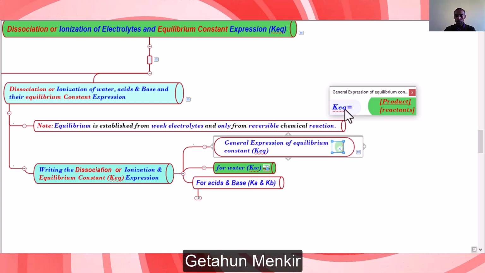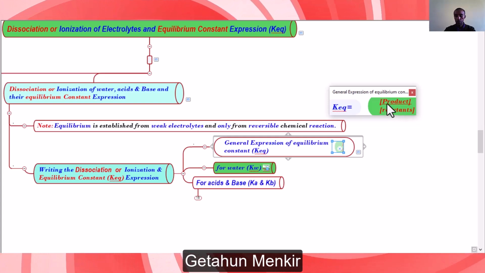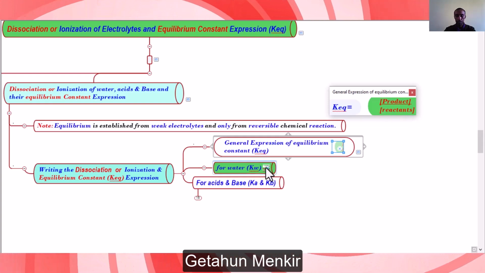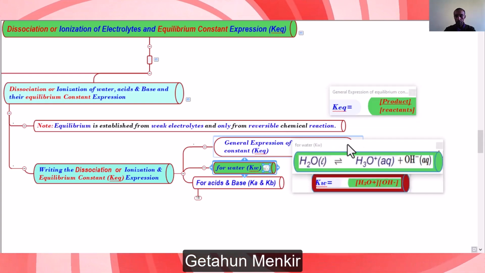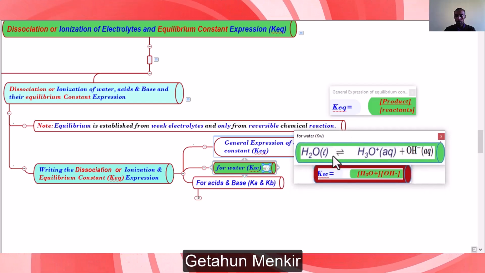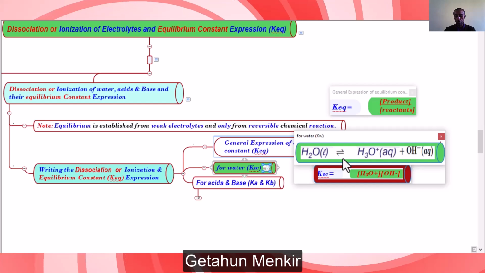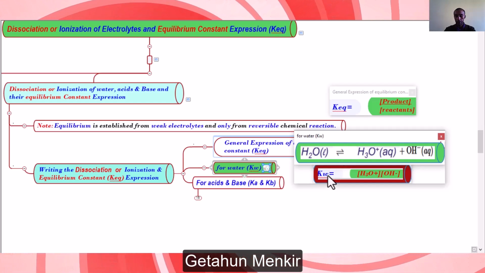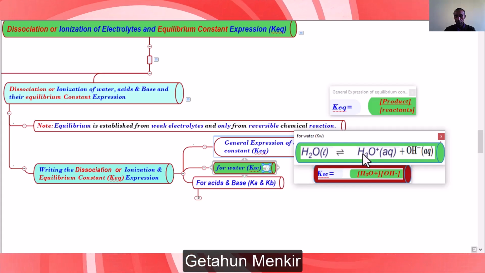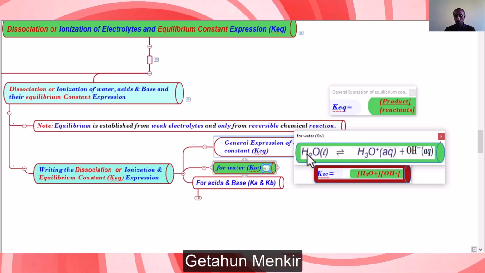Equilibrium constant is the ratio of the concentration of the products divided by the concentration of the reactants. For example, if you consider the reaction of water, that is dissociation of water, this is indicated by double arrows. This chemical reaction is that of the weak electrolytes. So you can write the equilibrium constant of water as the concentration of the products, that is the concentration of hydronium ion times the concentration of OH ion divided by the concentration of water.